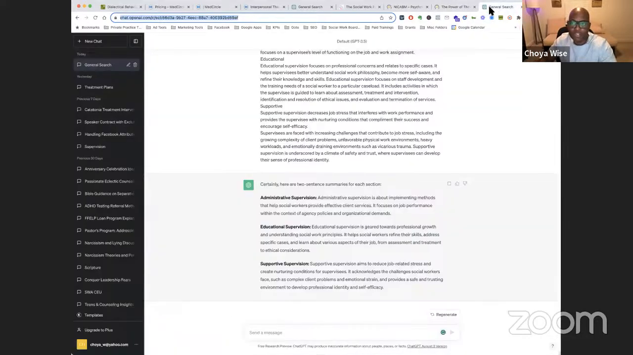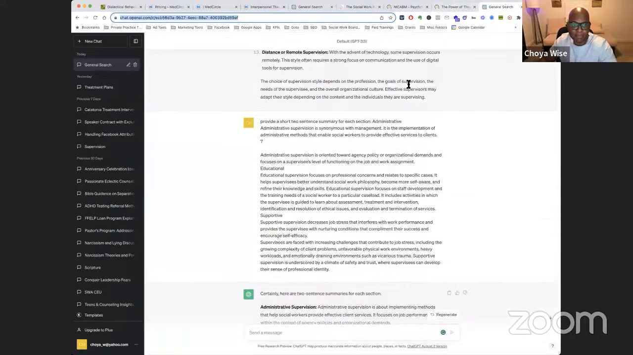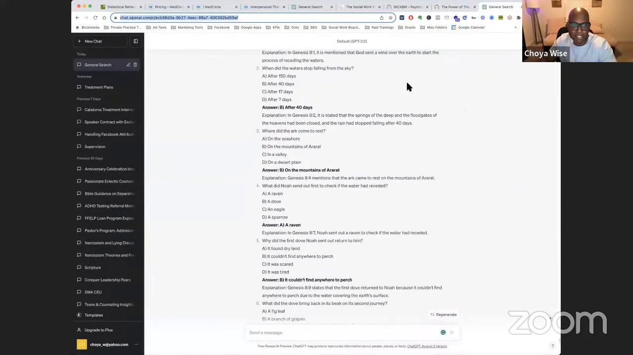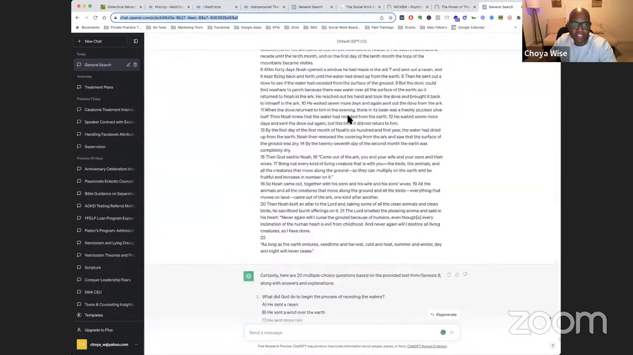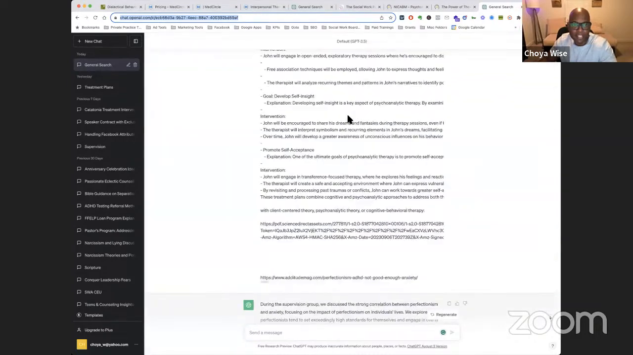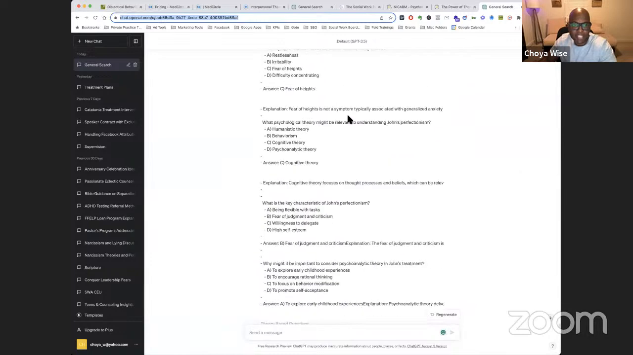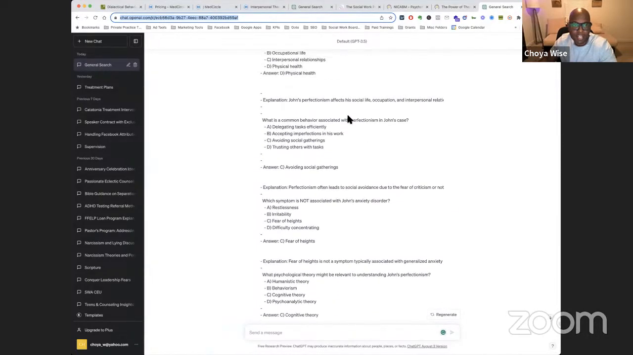And then also, you want to keep in mind ChatGPT. When you have ChatGPT, you could create multiple choice questions. Sometimes they're not that great, but a lot of times they are. As you can see, I have run a lot of multiple choice questions through ChatGPT to add on to my supervision experience. I hope that this has been helpful.